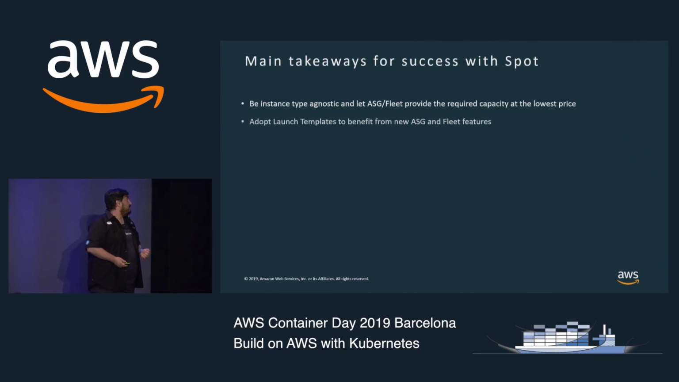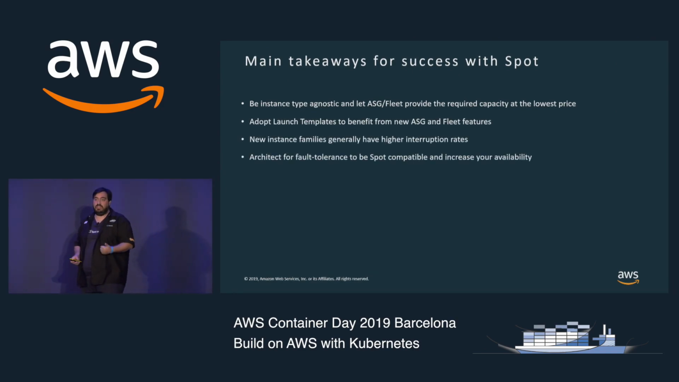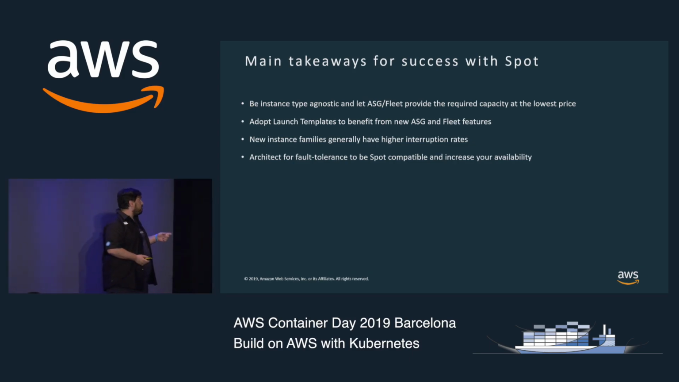So finally, a few of the takeaways are, as we said, you should consider using spot on your next project, especially for those fault-tolerant workloads. Then use auto-scaling groups and fleets to do the differentiating heavy lifting of replacing those instances. Make sure that you adopt launch templates.